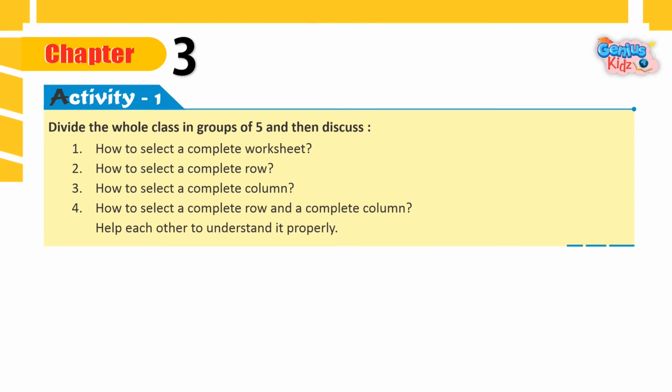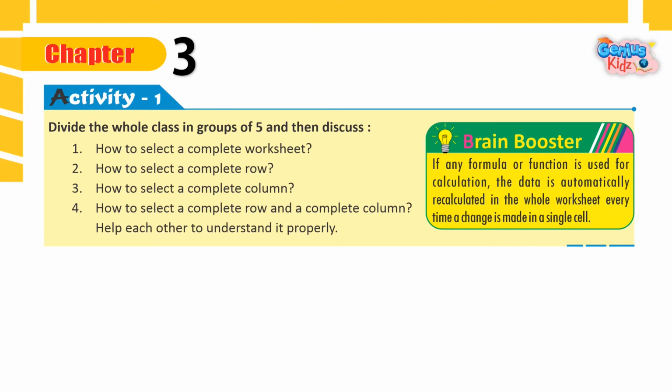Activity 1. Divide the whole class in groups of 5 and then discuss. 1. How to select a complete worksheet. 2. How to select a complete row. 3. How to select a complete column. 4. How to select a complete row and a complete column. Help each other to understand it properly. Brain Booster. If any formula or function is used for calculation, the data is automatically recalculated in the whole worksheet every time a change is made in a single cell.